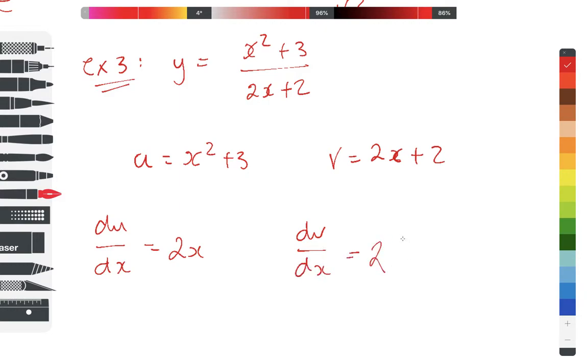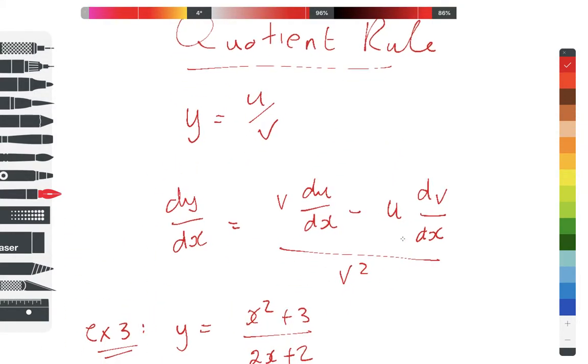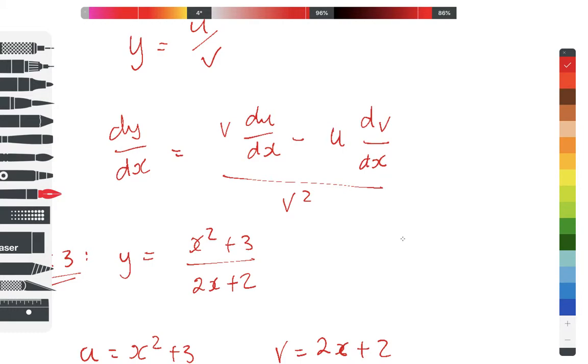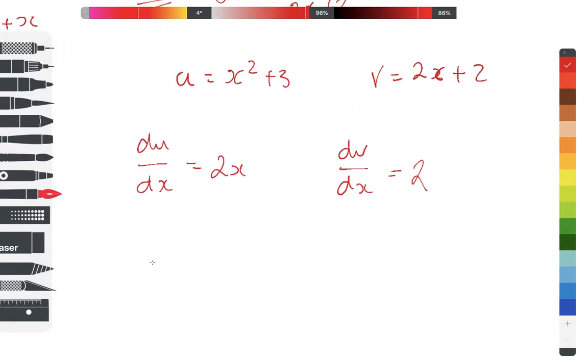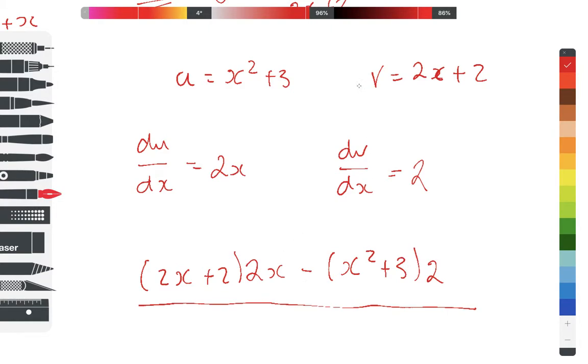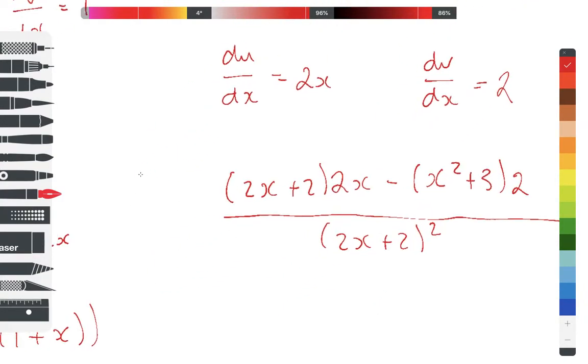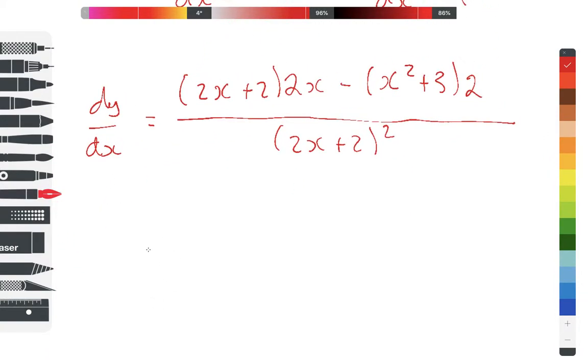Okay, from here I'm just going to use the rule, so I'll show you the rule one more time. v multiplied by du by dx, so v multiplied by du by dx, so 2x, and then I'm going to subtract u multiplied by dv by dx, and then that's all going to be over v squared. So it's quite a long one, I suppose, and I'll also write dy by dx here. Okay, and now I'm just going to work through and simplify it.